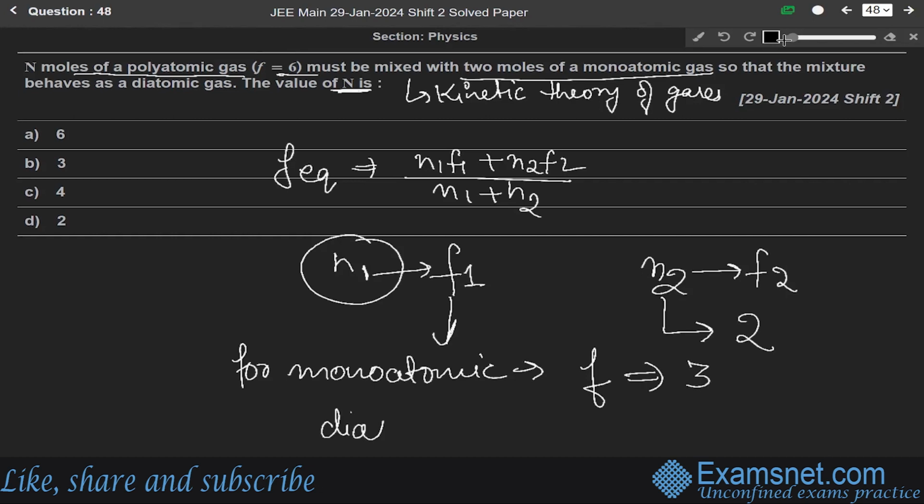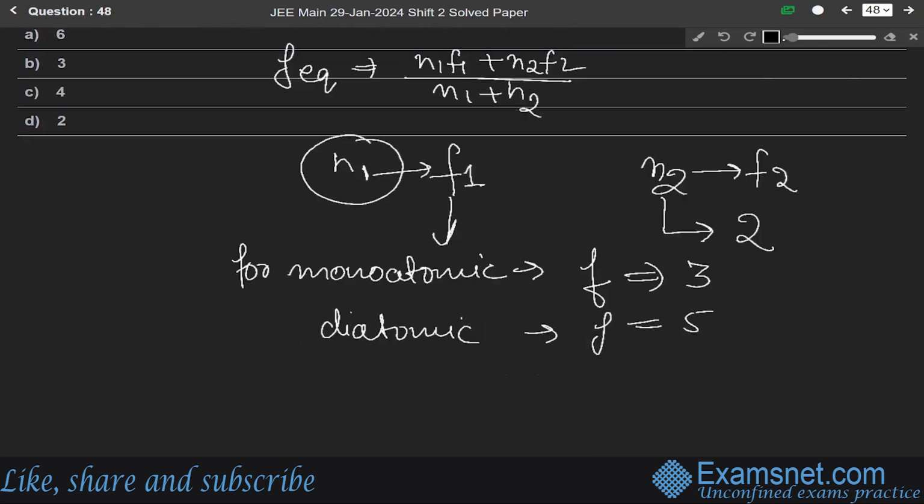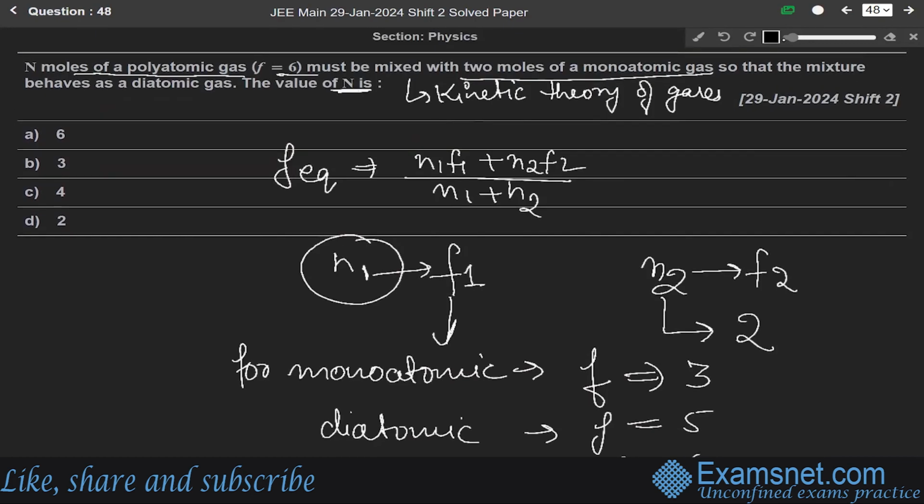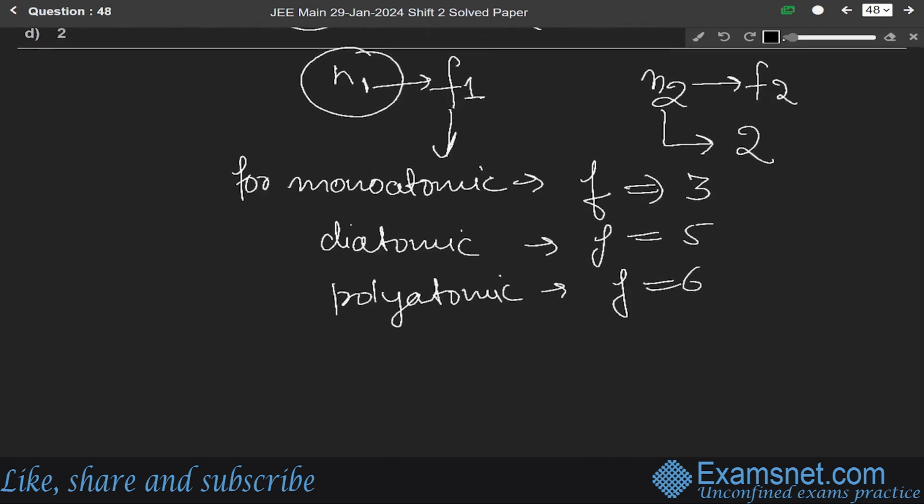For diatomic, it is F equals 5. And for polyatomic, the value of F is equal to 6, as given in the question also. So this n mole of polyatomic gas, when mixed with 2 moles of monoatomic gas, forms a diatomic gas. Okay, meaning this F equivalent is of what? Diatomic gas.